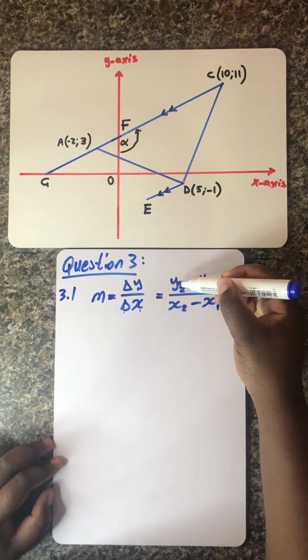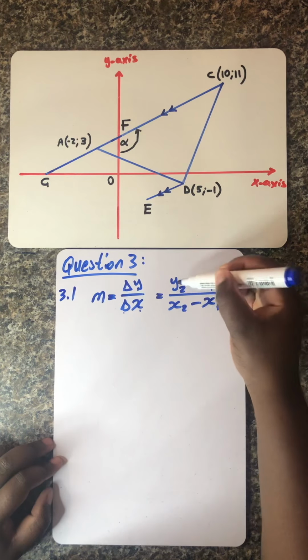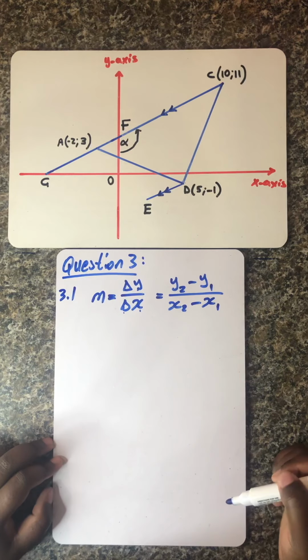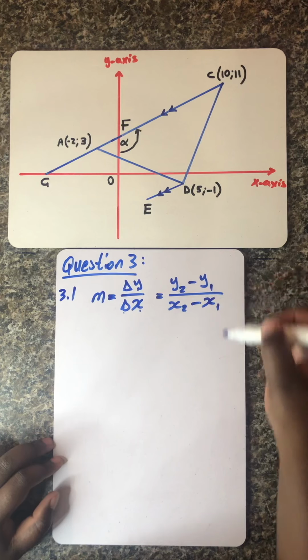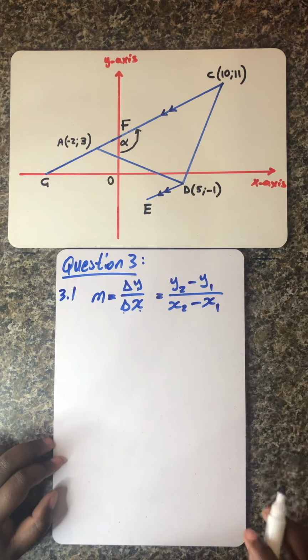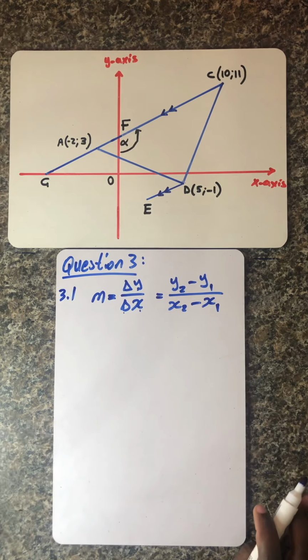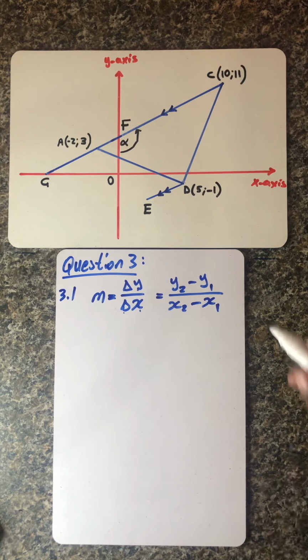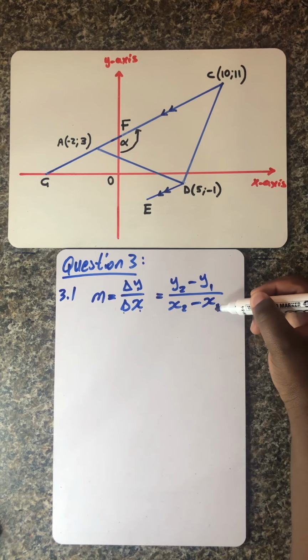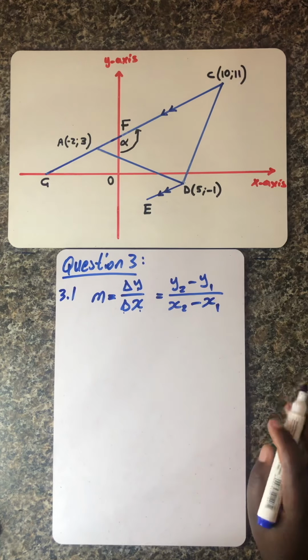So that means if this is your x2, it should go with the corresponding y2. This is the y1, should go with the corresponding x1. Okay, so guys, very, very much important. So now I notice, okay, they want me to calculate the gradient, and this is the formula for calculating the gradient. So that means I must have the values of x and y, which is the coordinates.